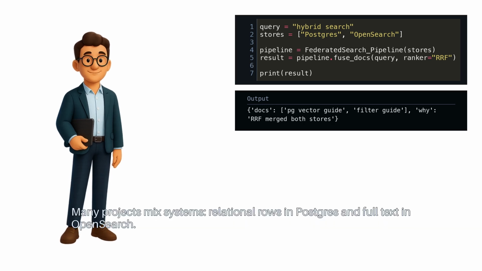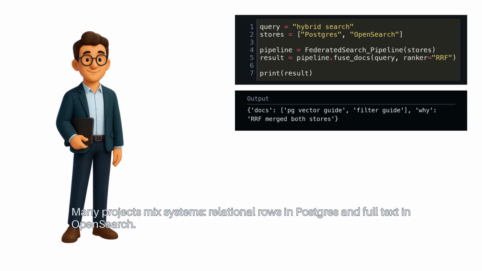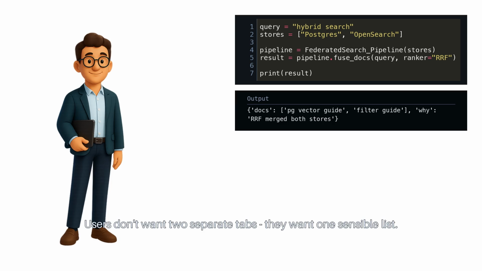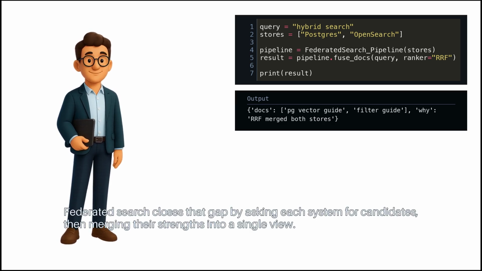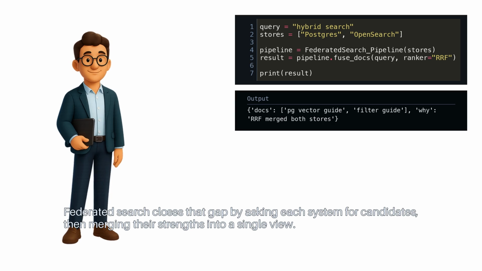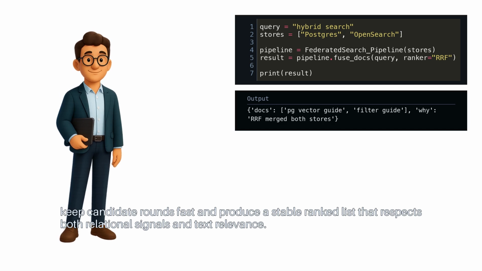Many projects mix systems, relational rows in Postgres and full text in OpenSearch. Users don't want two separate tabs. They want one sensible list. Federated Search closes that gap by asking each system for candidates, then merging their strengths into a single view. The practical goal is straightforward. Keep candidate rounds fast and produce a stable ranked list that respects both relational signals and text relevance.